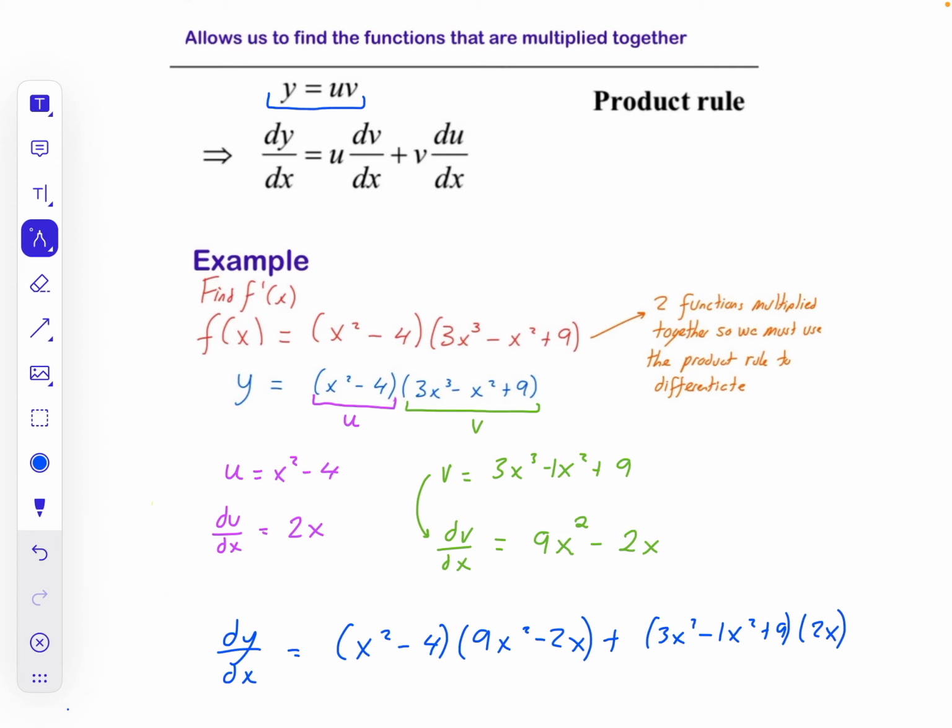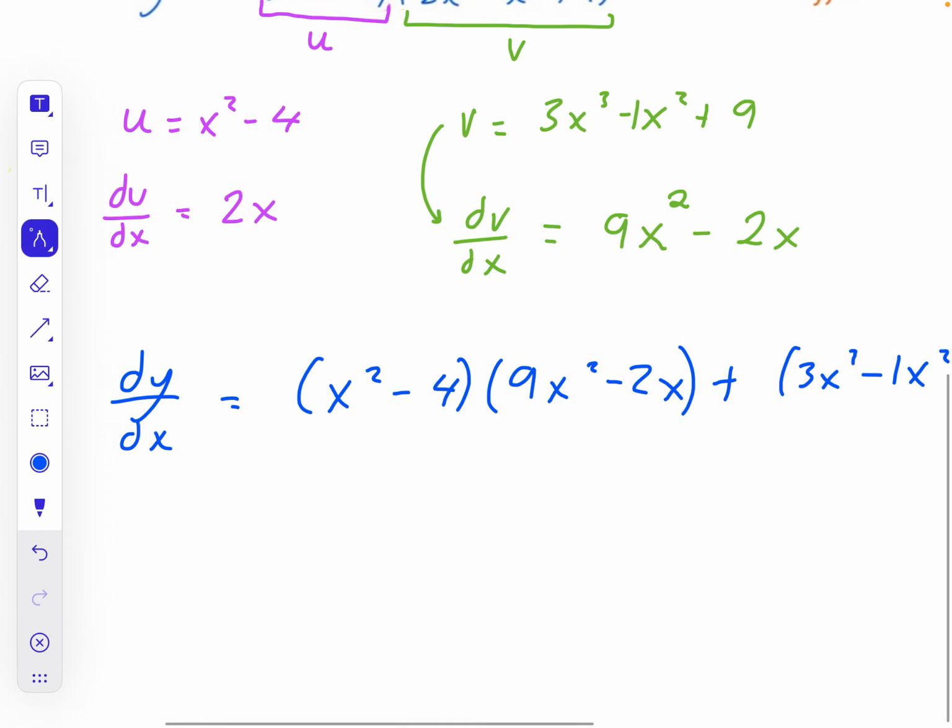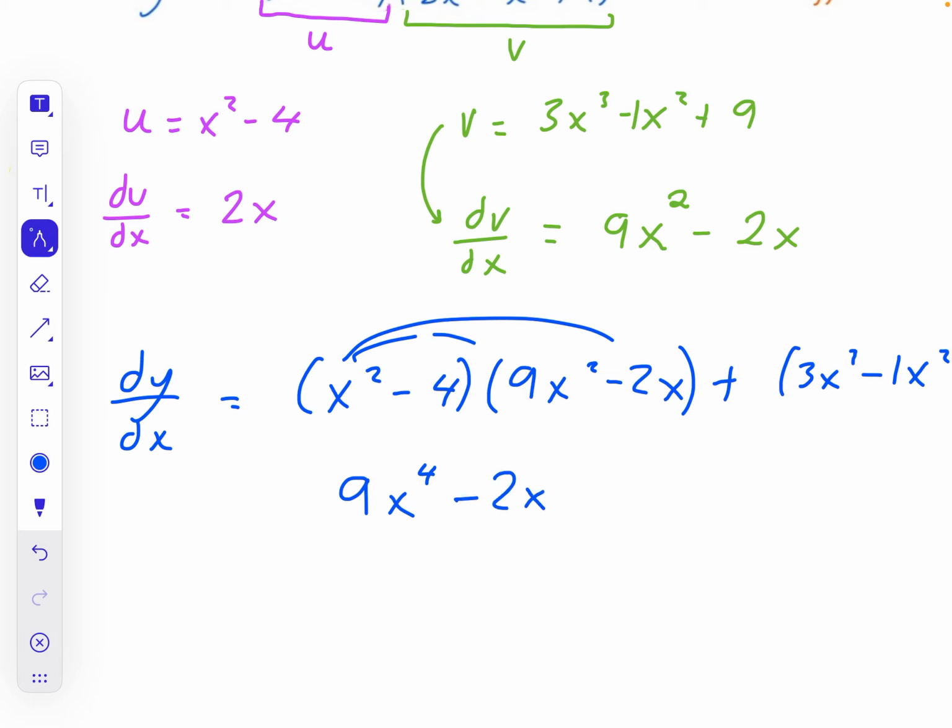Okay, now all that's left here, we're back to relatively straightforward algebra. It's quite long, but you're just multiplying out your brackets just to tidy it up a little bit. So I'm going to do x squared multiplied by 9x squared. That'll be 9x to the power 4. Remember, you add your powers. And then x squared multiplied by minus 2x cubed.